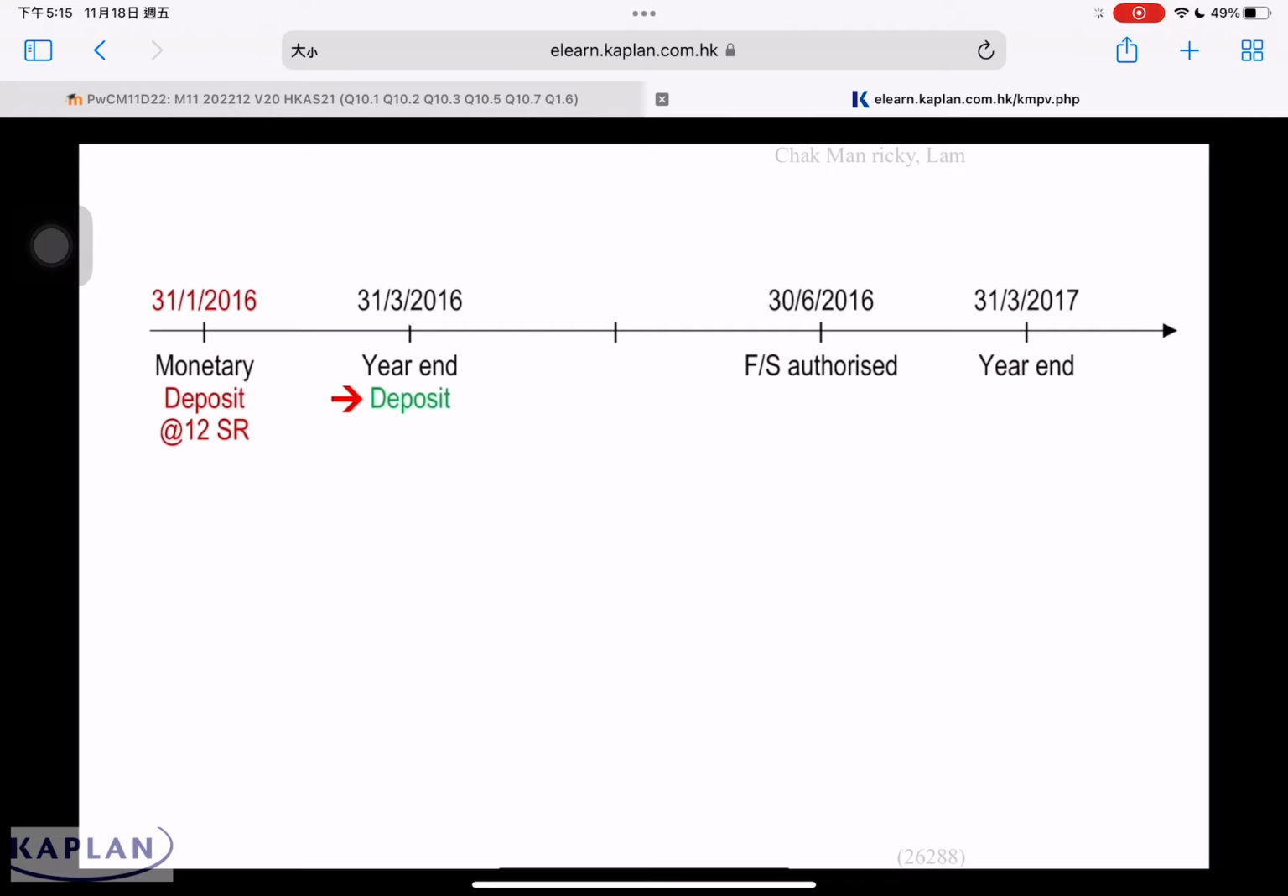This monetary item at the year end must be remeasured using the closing rate. There's a plus or minus, which is the exchange difference on a monetary item. This plus or minus on a monetary item should be recognized in P&L.